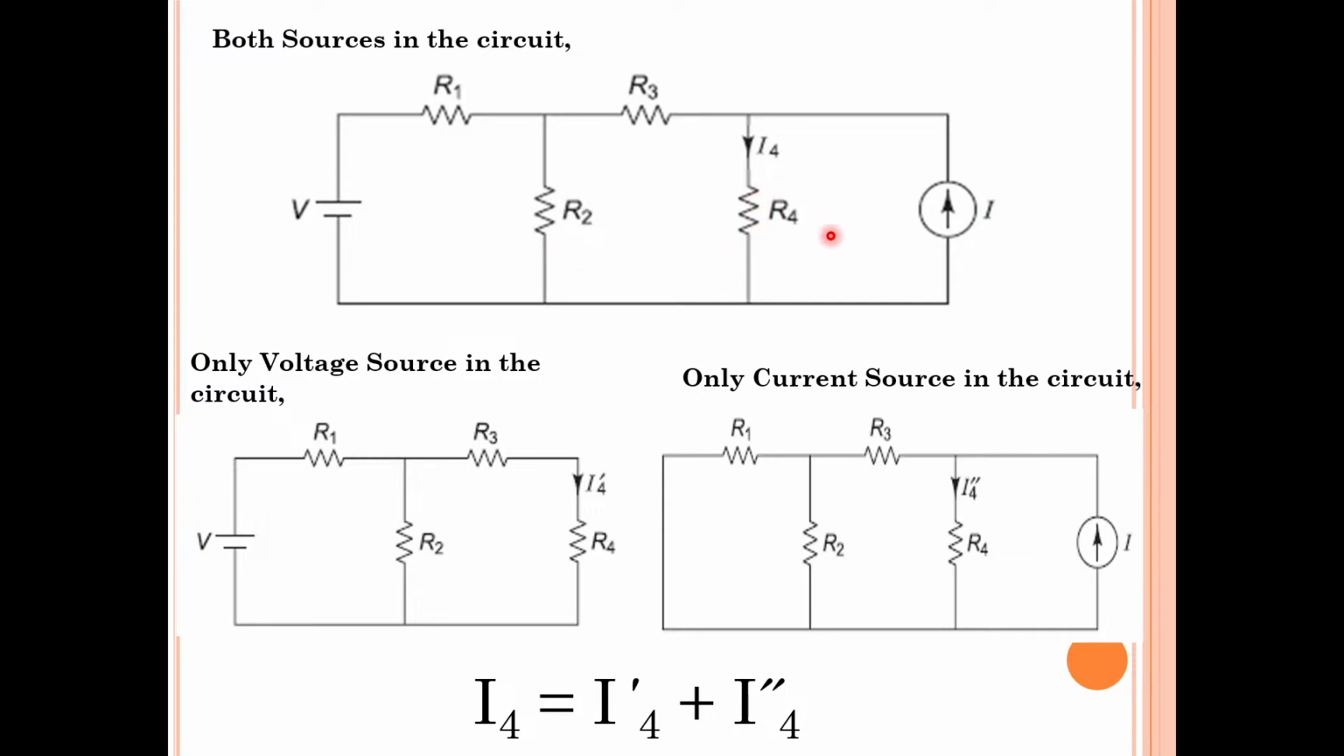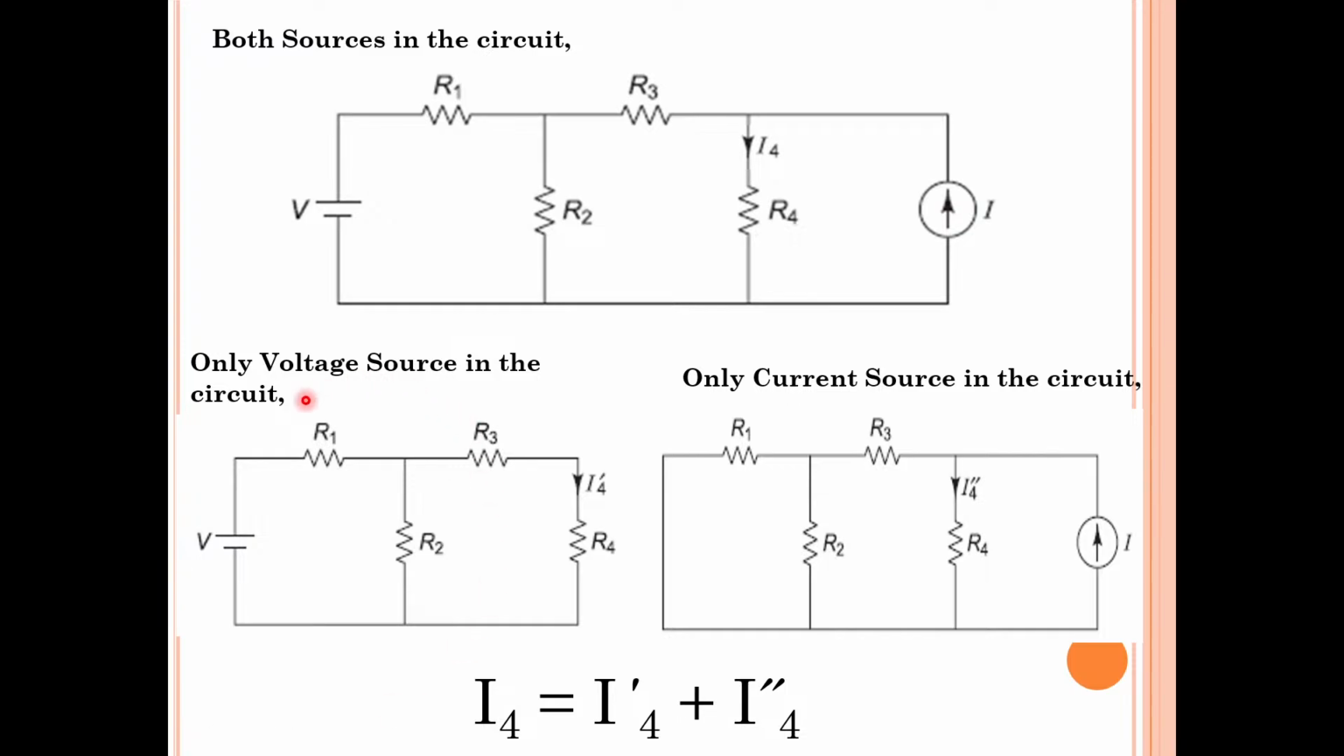So let us assume I have considered resistance R4. In this R4, the current flowing is I4 when both sources, the voltage source and the current source, are present. Now what I am going to do is remove one of the sources. First of all, I have decided to remove this current source. To verify the superposition theorem, we have to open circuit it. You have to completely remove it.